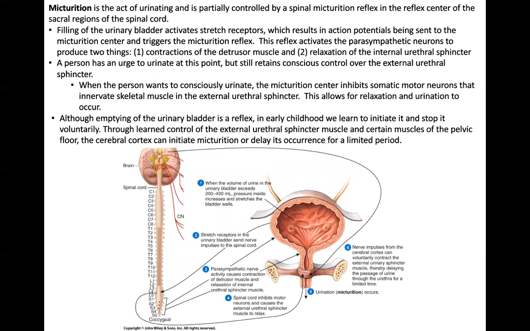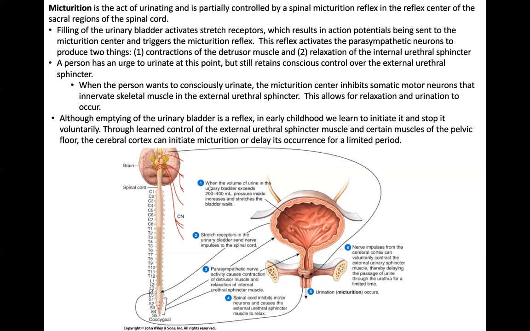This is partially controlled by spinal micturition reflex, where the reflex center is in the sacral regions of your spinal cord. So this is an example where the brain is not actually the reflex center, not in charge. It's down in the sacral part of our spinal cord. As the bladder fills up, that activates stress-sensitive receptors in its wall, resulting in action potentials being sent to that micturition center, triggering a micturition reflex. And that's what we're showing here in number 2. Okay. And that's after the bladder has stretched because it starts to fill up.